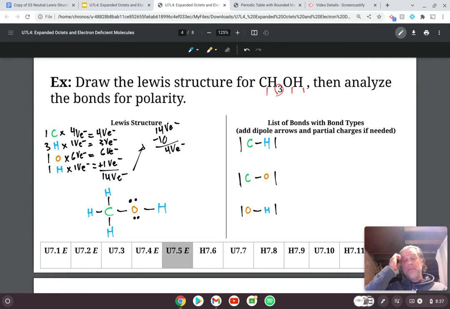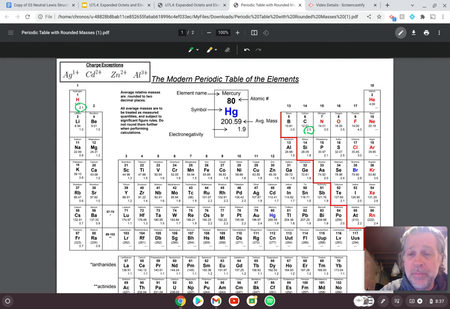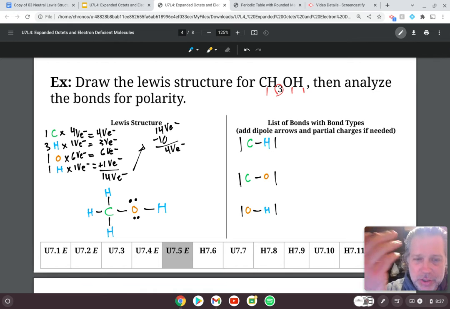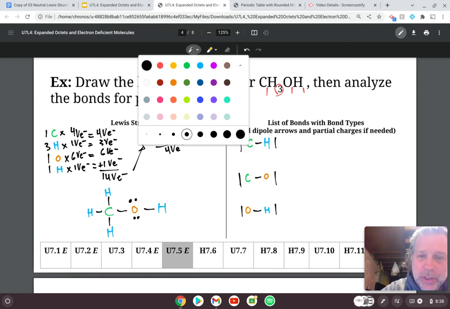So I'm going to go to the periodic table and figure out what the electronegativities are. So here it says that carbon is 2.5, oxygen is 3.5, and hydrogen is 2.1. I'm going to try to remember those. I'll probably forget and have to come back and check anyway. So we said carbon was 2.5. So let's do this one.